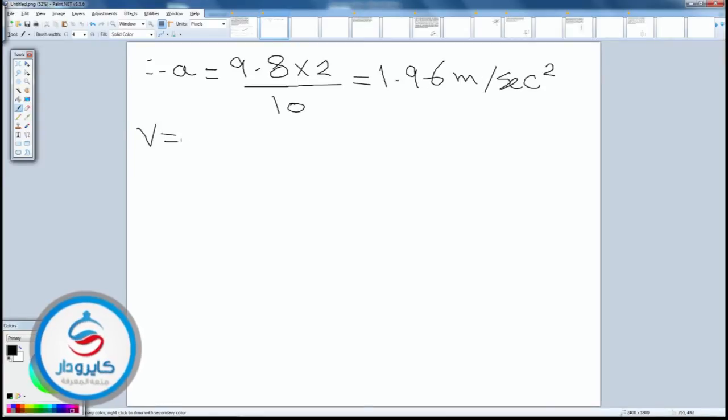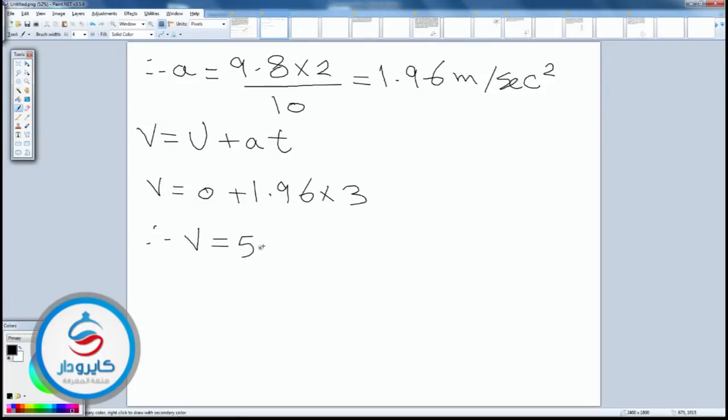Since V equals U plus AT, therefore V equals 0 plus 1.96 by 3, therefore V equals 5.88 meter per second.